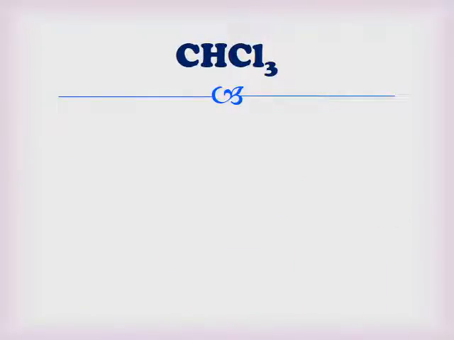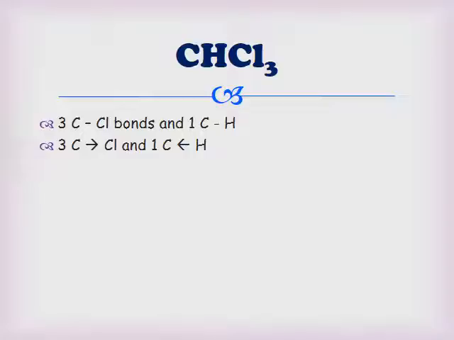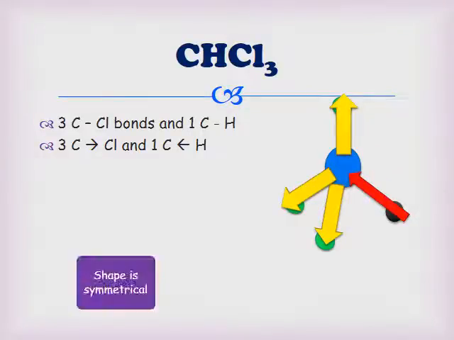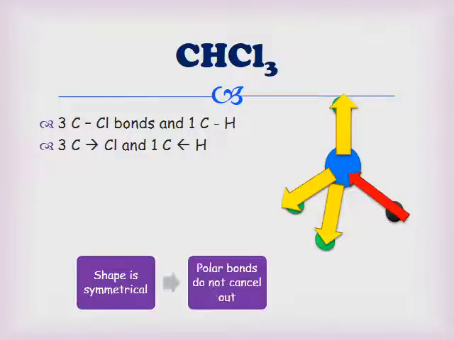However, if we change one of those chlorines to a hydrogen, look what happens. You now have three carbon-chlorine bonds and one carbon-hydrogen bond. So you've got three carbon-chlorine dipoles and one hydrogen-to-carbon dipole this time, because carbon is more electronegative than hydrogen. Two will cancel out, however the carbon-hydrogen dipole will not get cancelled out by the carbon-chlorine dipole. So although the shape is symmetrical, the polar bonds do not cancel out, so the compound is polar.